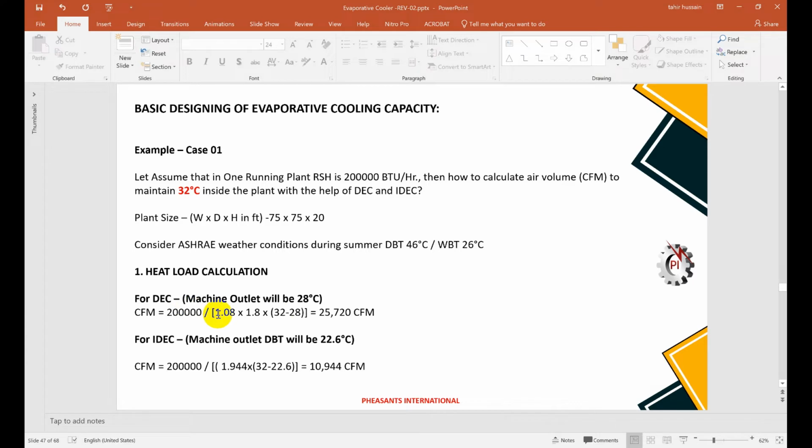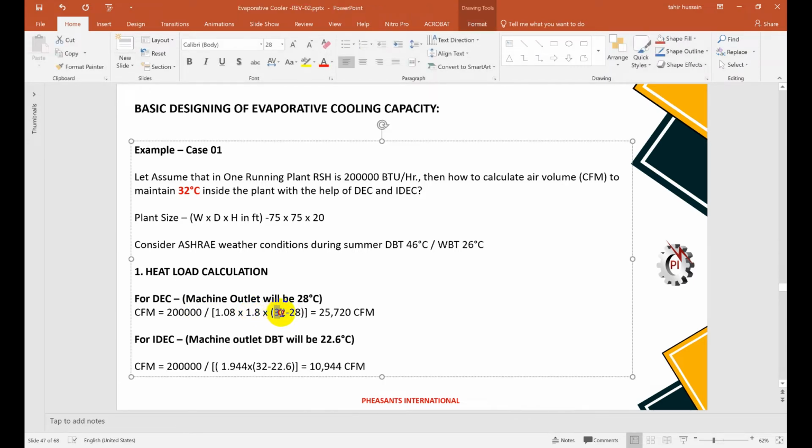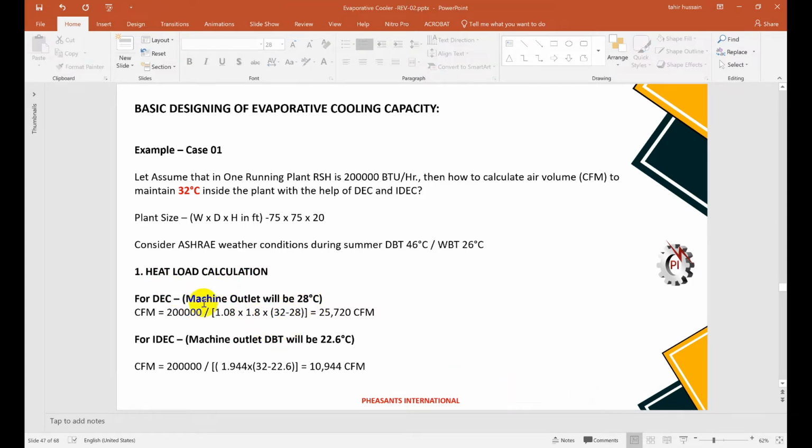Just we will put the values in this formula. This is our heat load, and 1.8 is the conversion factor. This is the temperature we need to maintain, and this is the temperature we get after the heat exchanger. Here in the heat load calculation, first we are using the conventional evaporative cooler. So this is the calculation for the conventional evaporative cooler by the heat load method. We need 25,720 CFM to maintain 32 degrees centigrade, because the outlet temperature here is 28 degrees centigrade.